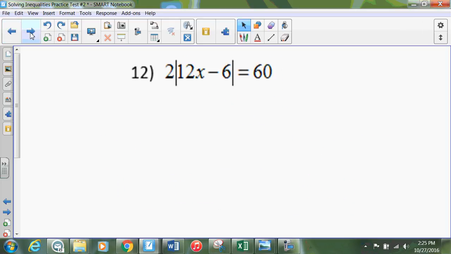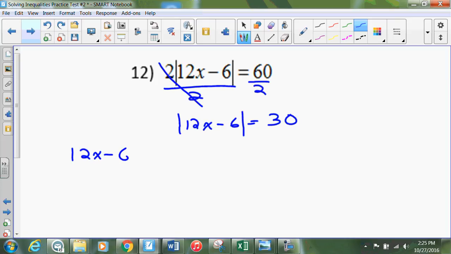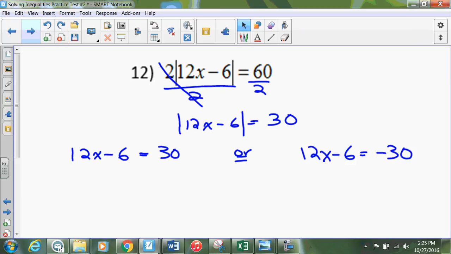All right, here's 12. We're going to get rid of that 2 by dividing both sides by 2. And when we do that, the 2's cancel each other out. I end up with just the absolute value of 12x minus 6. And 60 divided by 2 is 30. So once again, we're going to set up what's inside the absolute value sign equal to exactly what's there, the 30. Or we can get a solution by setting what's in the absolute value sign equal to -30. And then all we're going to do is solve our equation.